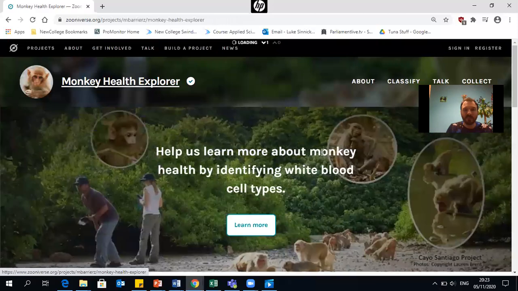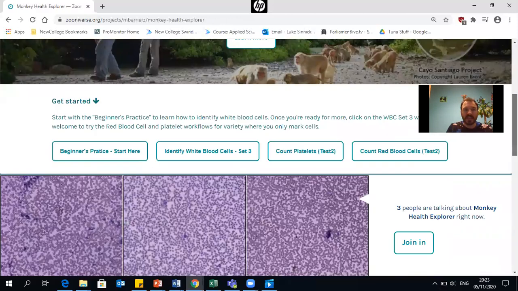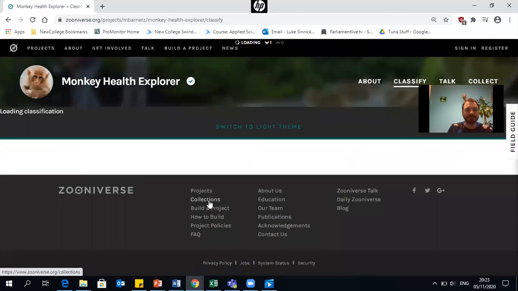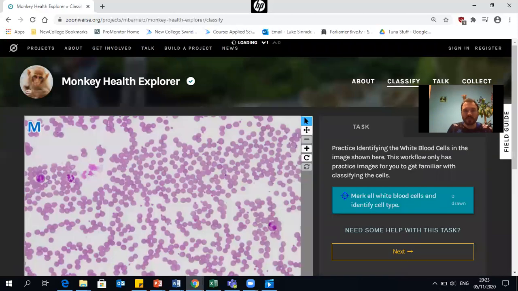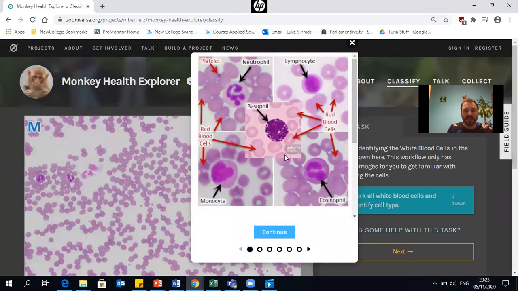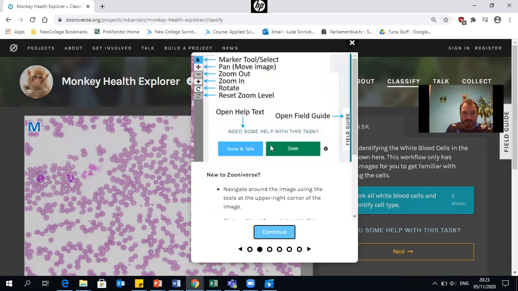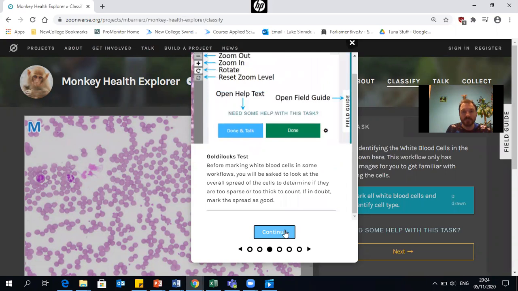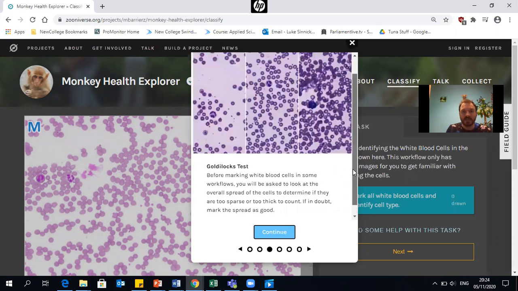So if you go back to the main project, then there's ways of getting started. Now there's also beginner's practice that I would recommend that you start with first. What it will show you is it comes up with a little guide. So this is the same picture that I was just showing you previously, where it's given you a little outline of what the different cells are that you find within blood. And it tells you how to use the different sites and all the different buttons there for you to use, which is very useful.